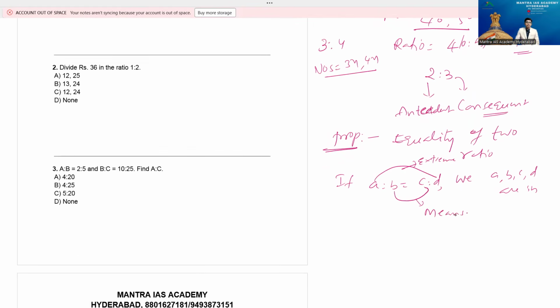The formula for proportionality: the product of extremes is equal to the product of means. That implies A into D is equal to B into C. This is the proportionality point.